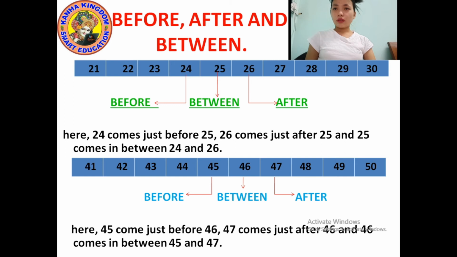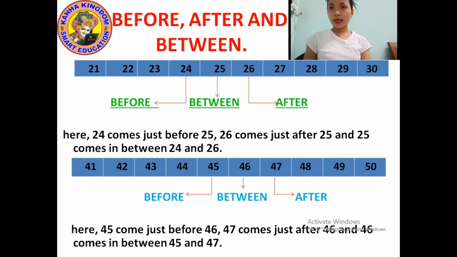See, in the second picture I mark 45, 46, 47 as before, between, and after. Here it means 45 comes just before 46, 47 comes just after 46, and 46 comes in between 45 and 47.